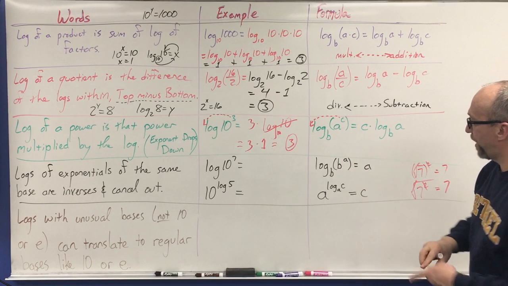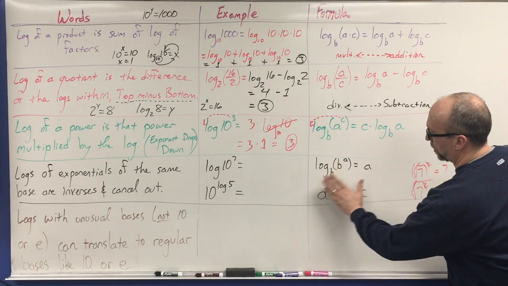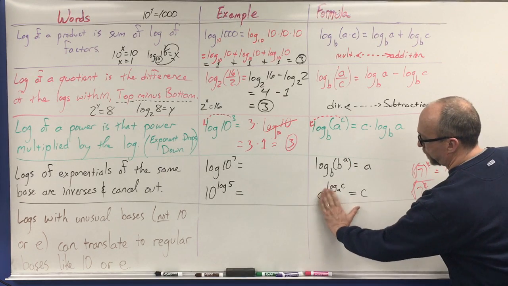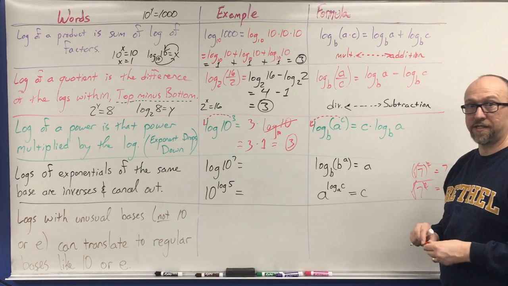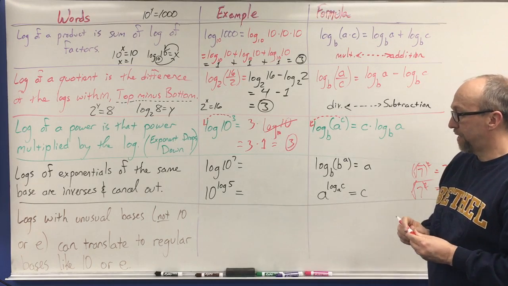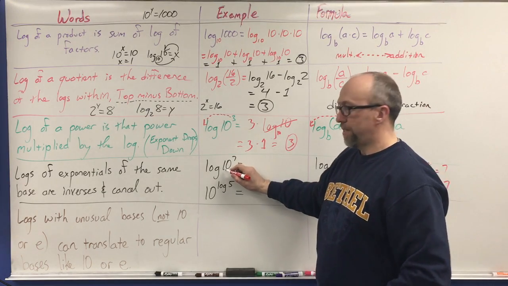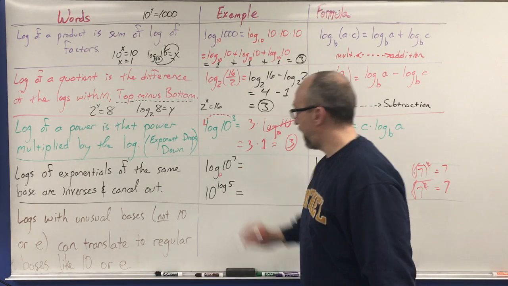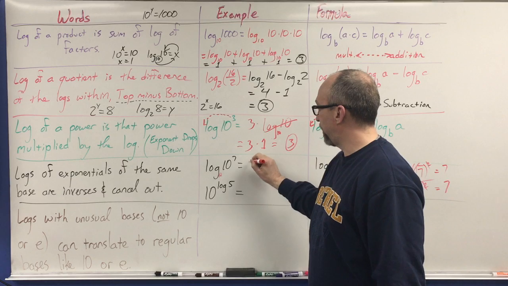So these, you could think of it as all this junk cancels and you just get that A. Same thing here, all this junk cancels and you just get the C. So when I look at this, oh wait a minute, what's the base? Oh, that's right, when there's no number, the base is 10. That base matches that base, my answer is 7.